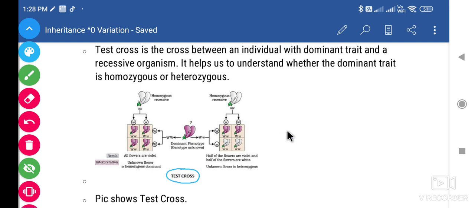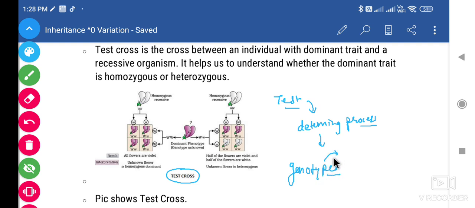What is a test cross? A test cross is basically a determining process. Which kind of determining process? In this process we determine the genotype of any kind of organism. Genotype.